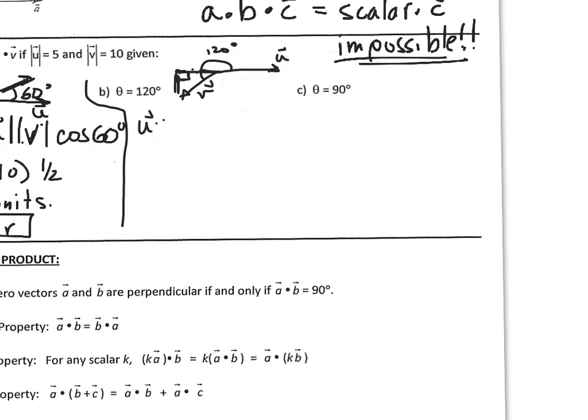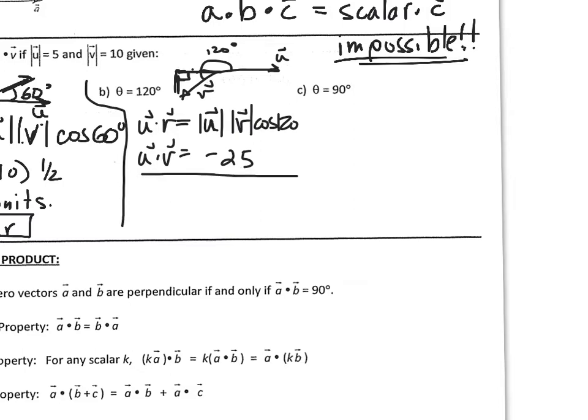So u dotted with v again is magnitude of u, magnitude of v, cos of 120. And when we get this u dotted with v, we're going to get a negative 25 when we work that out. Okay, so when we put in the 5 and the 10 for those values, we can see now that if u dotted with v is greater than 0, we'll have an acute angle.